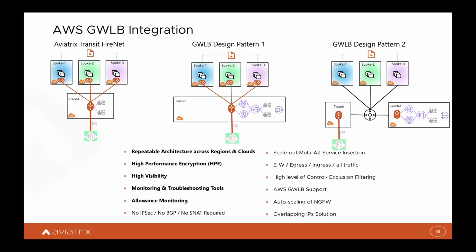And if you are a multi-cloud customer with the same kind of requirements, you tend to go with the architecture on the far left, which is the Aviatrix Transit FireNet. And the reason is very simple, because you cannot have the AWS Gateway Load Balancer in any other cloud than AWS. So basically, that's all I have with the Gateway Load Balancer as well. So next slide, and back to Rod.